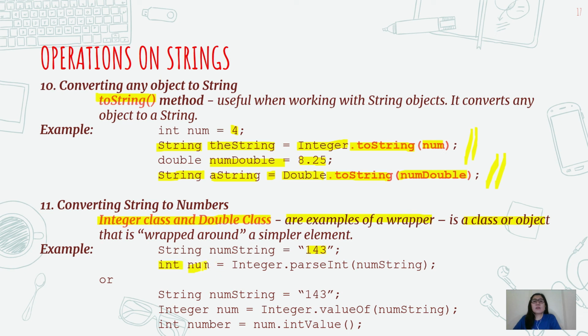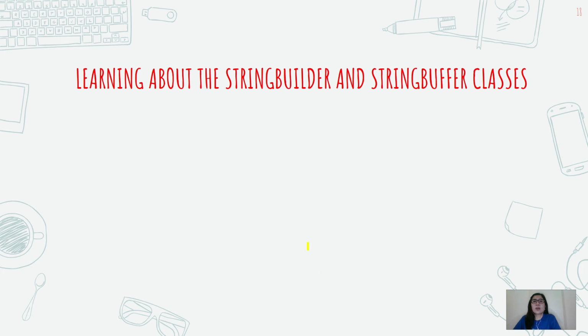So, int num is equal to Integer.parseInt, and inside is the string value to convert. Or, we can also use Integer, then the variable is equal to Integer.valueOf of the string value to convert. And then, int number is equal to num. So, the num comes from here, that intValue, open and close parenthesis. Okay?